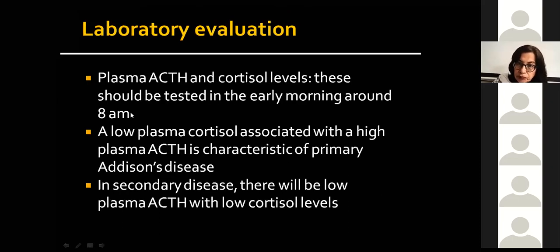Okay, laboratory evaluation. Plasma ACTH and cortisol levels should be tested in the early morning around 8 AM. I told you this, that in Cushing's, when you are suspecting high cortisol, you test the cortisol late at night, because you want the lowest levels of cortisol. But here, when you are suspecting low cortisol, you take the cortisol at the peak of cortisol levels. The peak of cortisol and ACTH is usually in the early morning around 8 AM. So when you are suspecting Addison's, the blood test should always be taken around 8 AM.